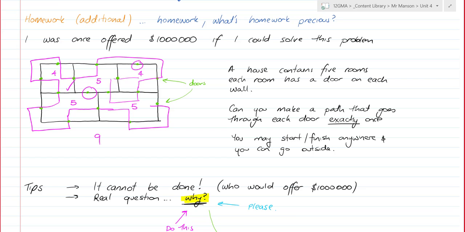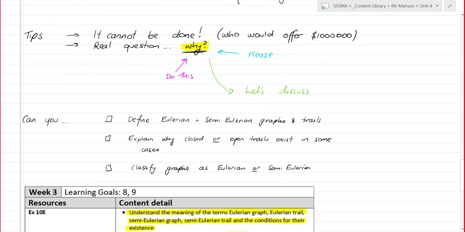So I imagine right now you're thinking, man, this stuff is riveting. But hopefully you're also thinking, but it's not too bad. I can do it. It's just a set of rules. Can you define Eulerian and semi-Eulerian graphs and trails? Can you explain why closed or open trails exist in some cases? Can you classify graphs as Eulerian or semi-Eulerian once you've done those exercises?